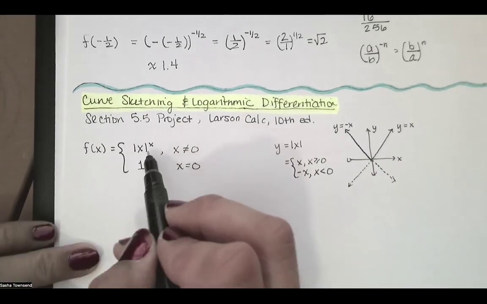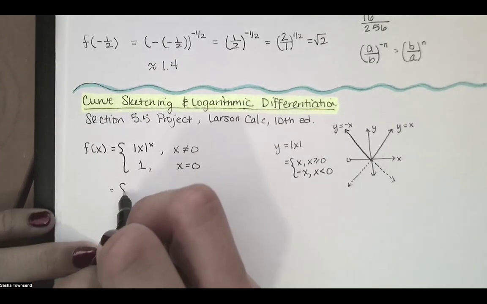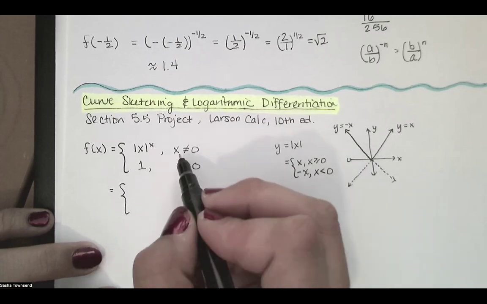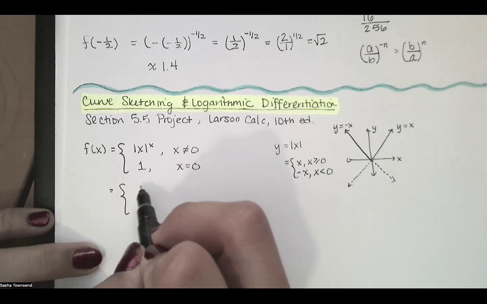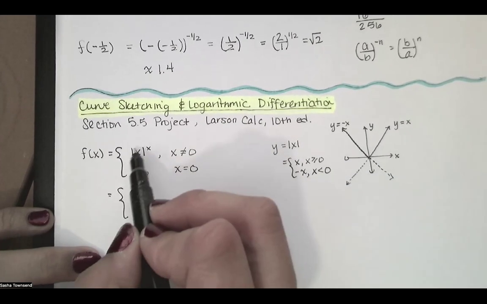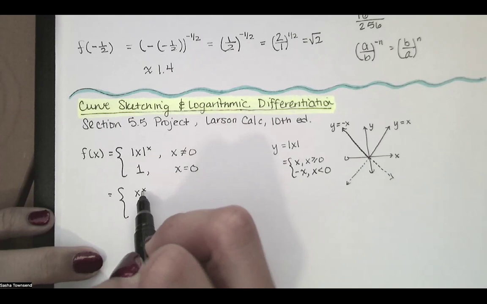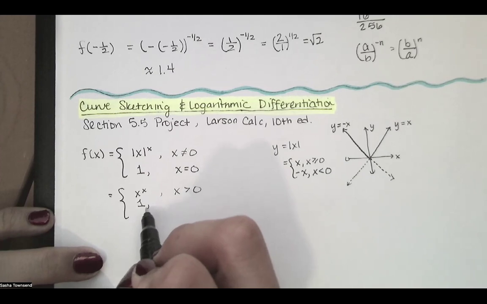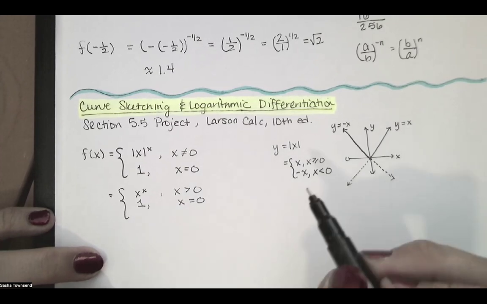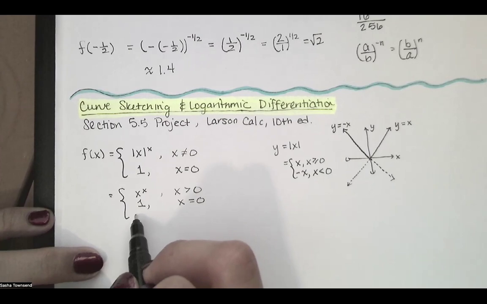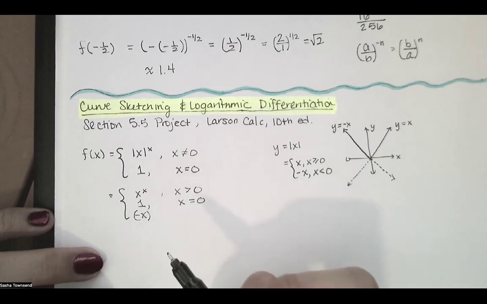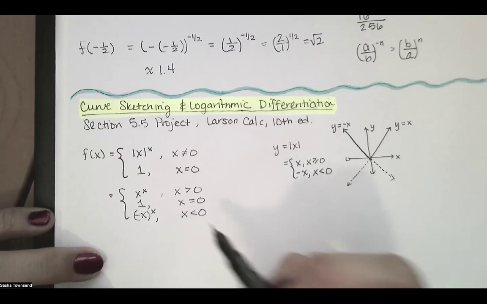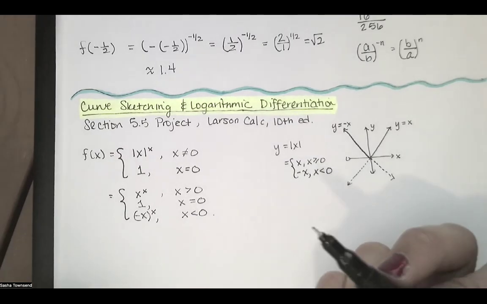So with that in mind, we can actually add more detail to this. When I have the absolute value of x raised to the x for x not equal to 0, I can think of that in two pieces. When x is positive, the absolute value of x is just x. So this is x to the x when x is greater than 0. It's equal to 1 when x is equal to 0. And when x is negative, we take that negative x value, multiply it by -1 to make it positive. That gives us the absolute value of x, and raise it to the x. So this is our function.